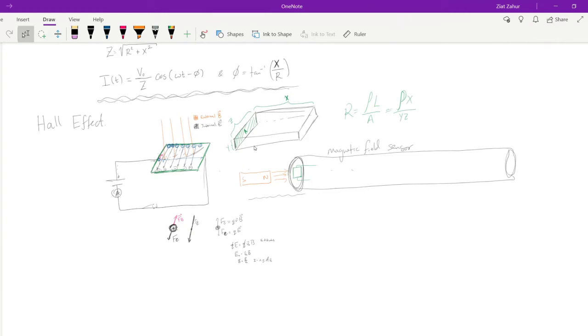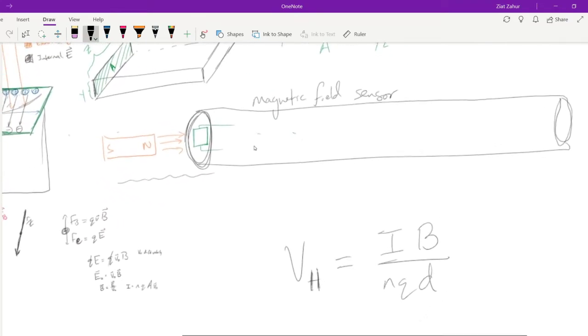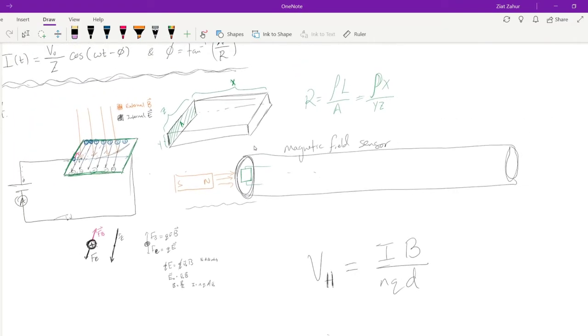It allows us to find the magnetic field itself. The Hall voltage would be equal to the current times the magnetic field divided by NED. Here's some equations if you want. It appears that VH is equal to I, the current, times the magnetic field, divided by the charge carrier N times the charge times, let's use little d, and little d would be the thickness. Oh, I used y, didn't I? We'll use y. D is equal to y right here, the thickness.